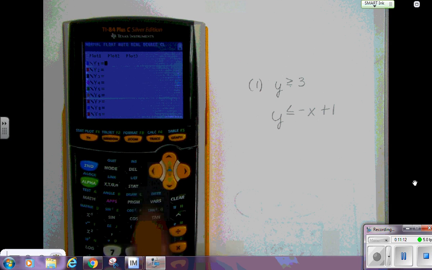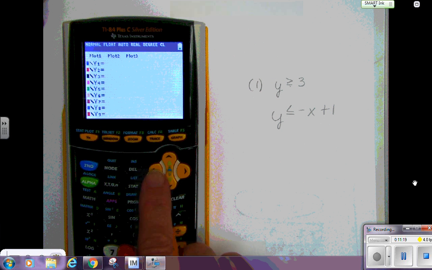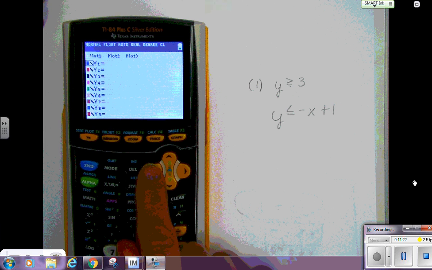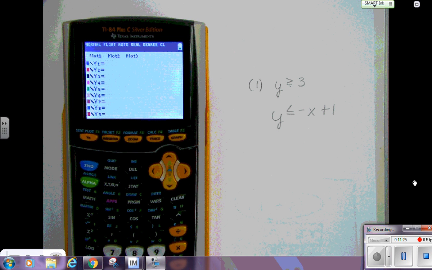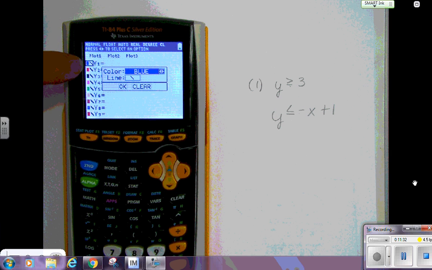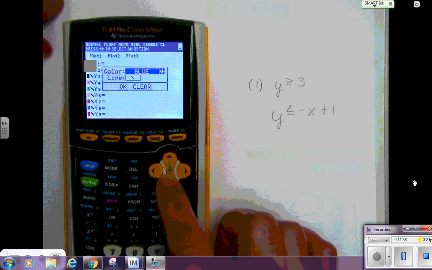First thing I want to do is get the flashing cursor to go behind the Y. So I'm going to use that left arrow and go behind the Y. So now it's flashing on the other side of the Y. Okay, now press enter. Now some of you, the sign behind the Y is going to be changing. And some of you are going to have something like this come up, where you can change the color of the line. Okay, arrow down to the next one.